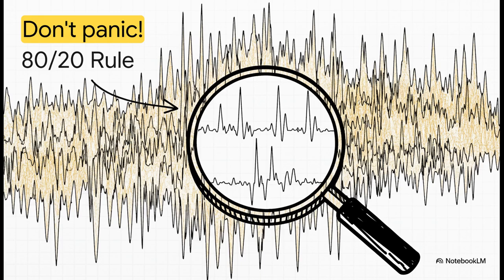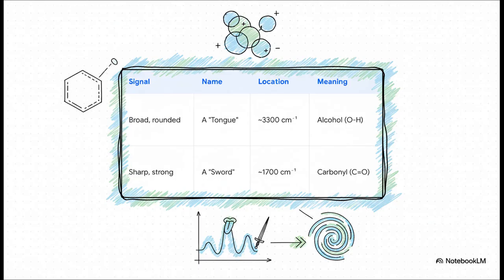But here's the secret. You absolutely do not need to analyze every single peak. We can use the 80-20 rule here. About 80% of the really useful information comes from just 2 specific spots on the chart. And here's a really simple and kind of fun way to remember what you're looking for: tongues and swords.